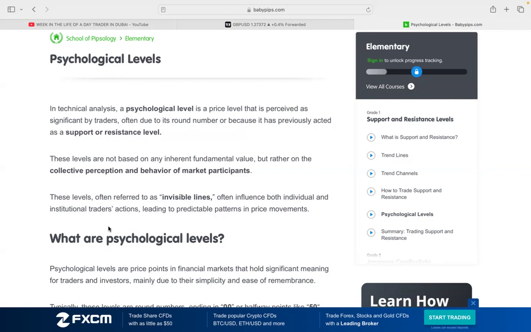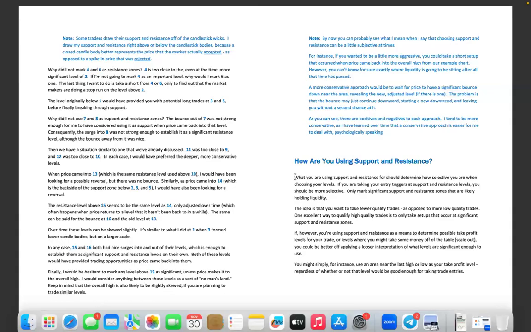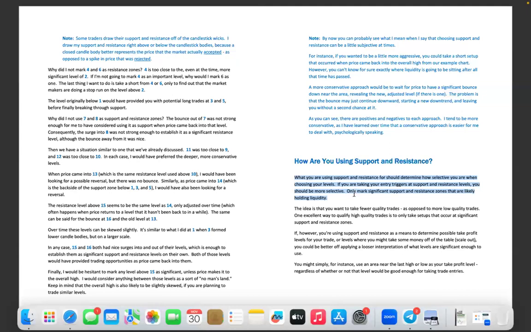So when you're looking to plot significant support and resistance levels, like it says here in this PDF, only mark significant support and resistance zones that are likely to hold liquidity. I've backtested and I've seen that these psychological levels hold liquidity, they hold money, they are always respected. Now, I'm going to teach you how to properly mark out these zones before I move into support to resistance and resistance to support.